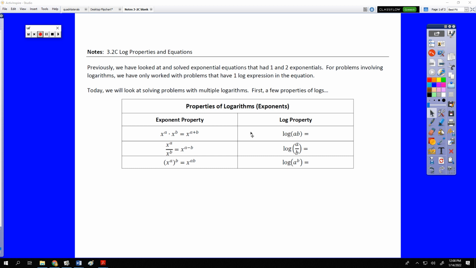Hello ladies and gentlemen, welcome to the final installment of your video lesson over Chapter 3, Section 2. This video is going to cover logarithmic properties and how to use them to solve equations.